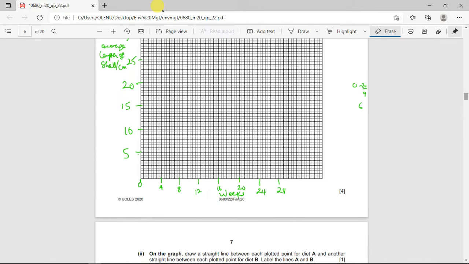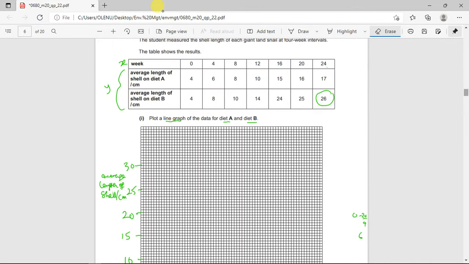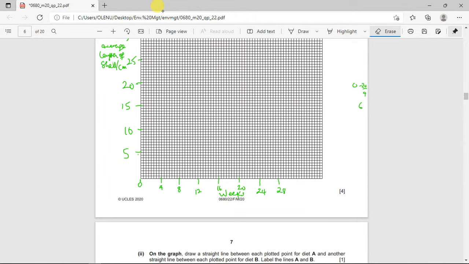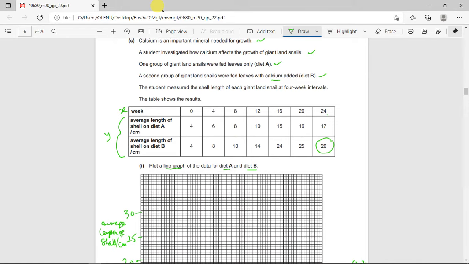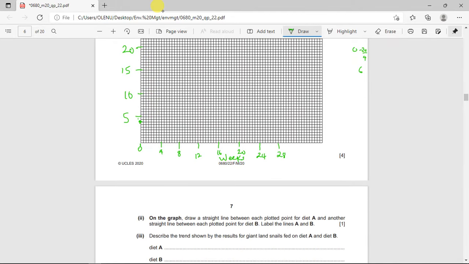So this alone will give you 2 marks. So if you want to plot your data now, let's plot for A. At 0, A is 4. So 2 here is 1, 2, 3. Now at 4, A is 6. At 4, A is, this is 5. So if this is 5, the next is 6.